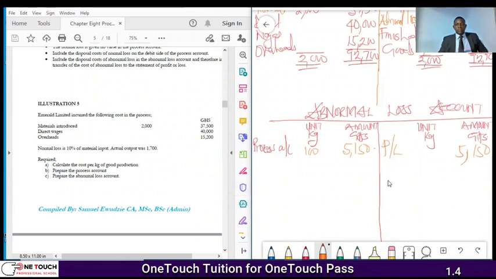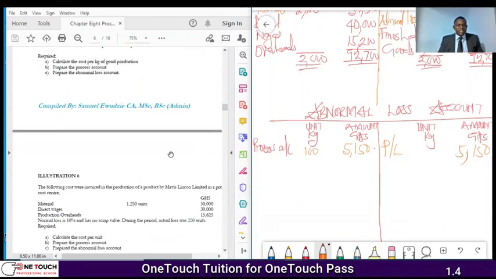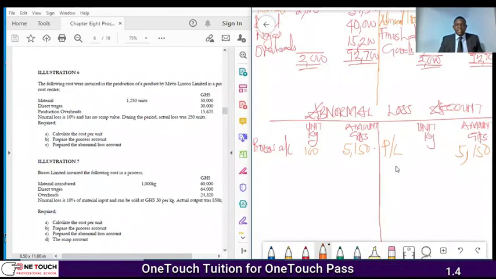All right. So let's look at our next illustration. Let's look at illustration 6.